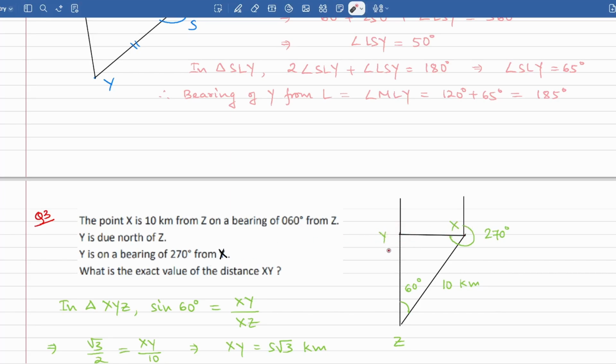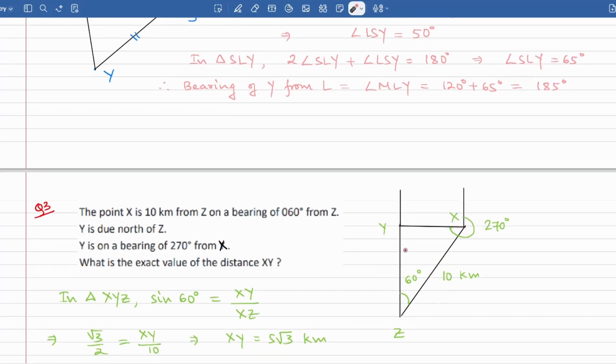Find the exact value of the distance XY. Now I know the hypotenuse, I know one angle, I can easily find XY. Just use sine theta. So sine 60 is equal to perpendicular by hypotenuse. So your answer will be 5 root 3. Okay, this problem was not difficult, but this introduced a few new concepts to us: the application of trigonometry and this phrase due north. This means it is located somewhere on the north line. You will have to use the reference of one more point to triangulate its position.